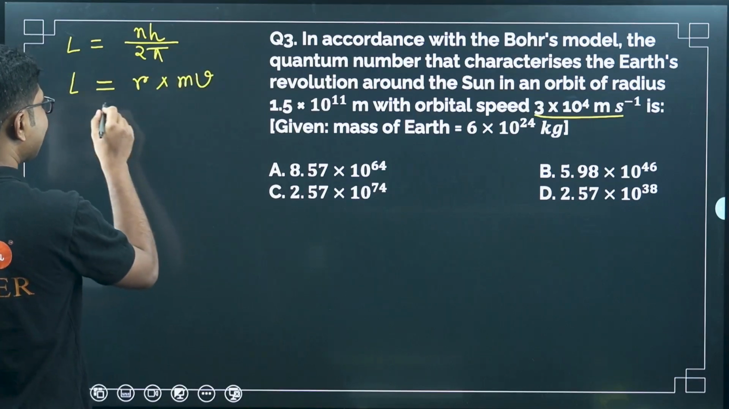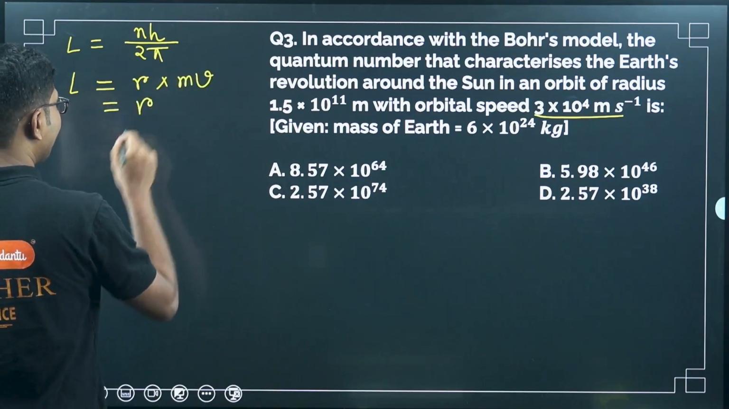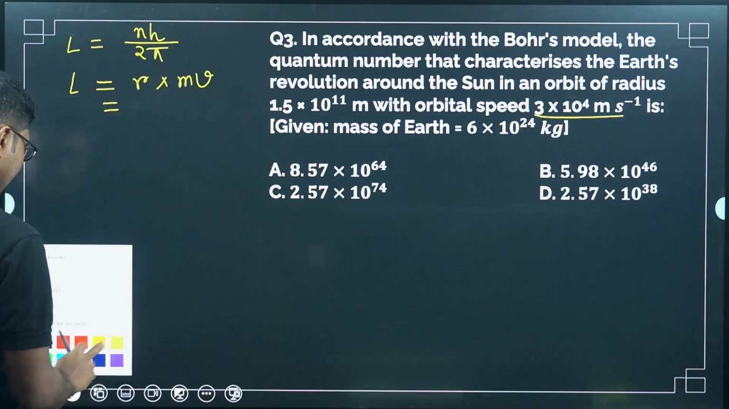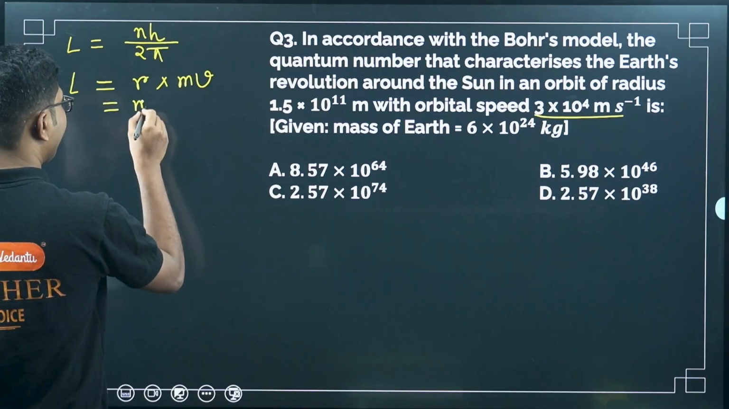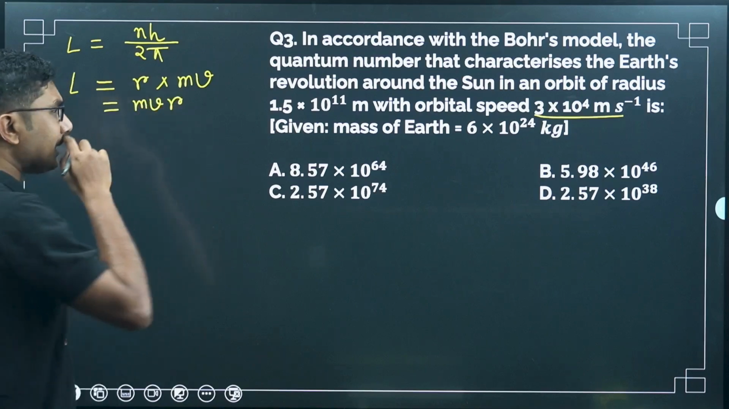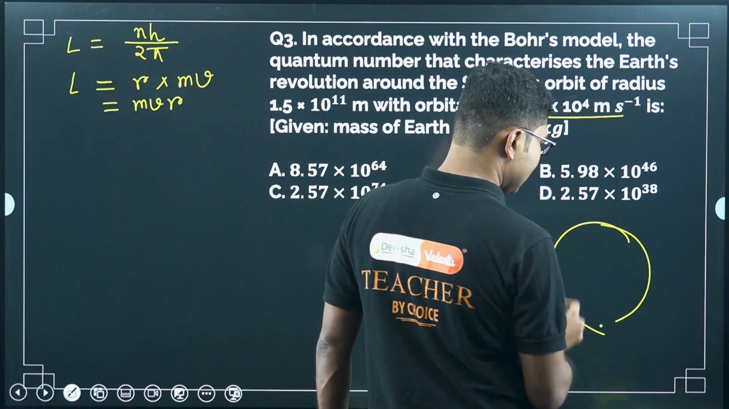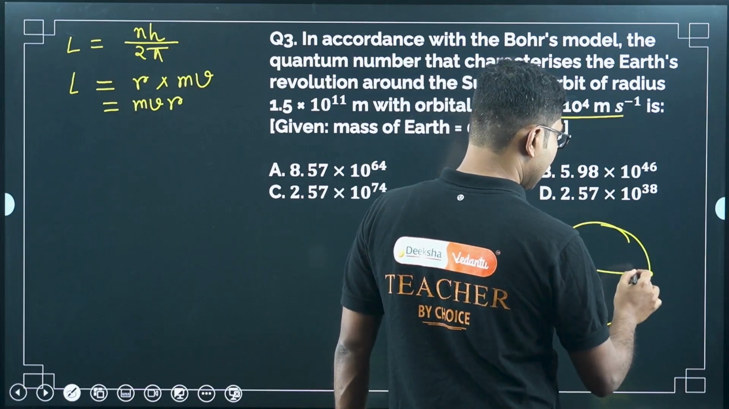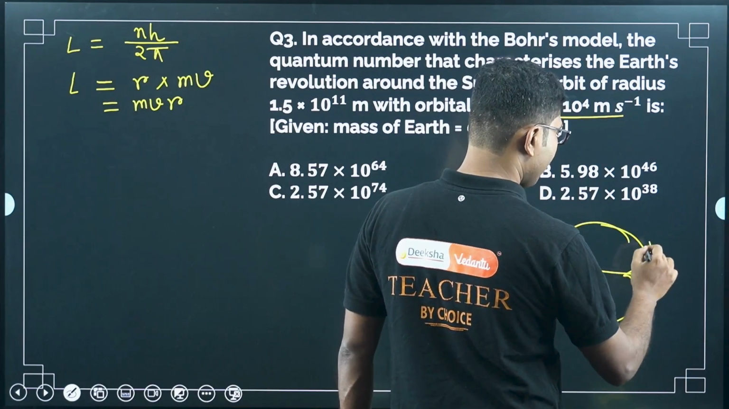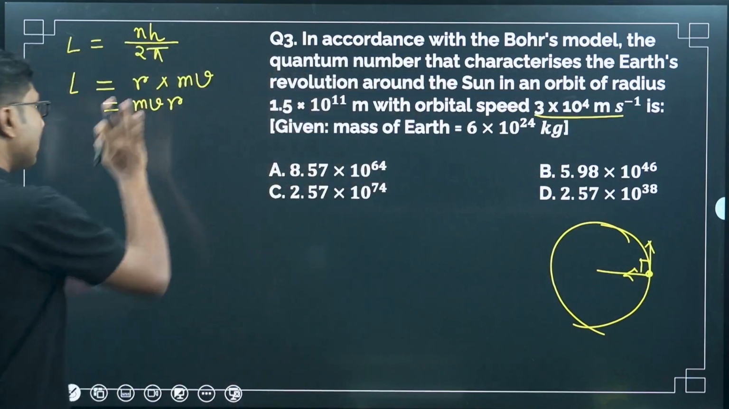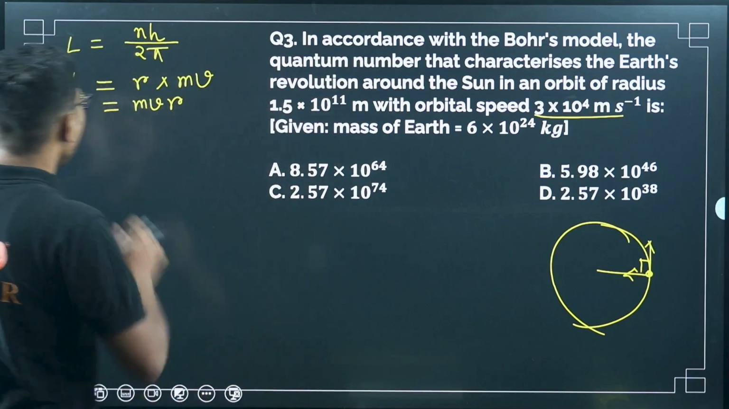Vectorially, that is the cross product, but scalar wise, if theta is 90 degrees, we can write mvr. In this case, theta is 90 degrees. We know that the earth is rotating almost in a circular orbit, so this is the direction of r, this is the direction of velocity, so the angle between them is 90 degrees, so it will be simply mvr.